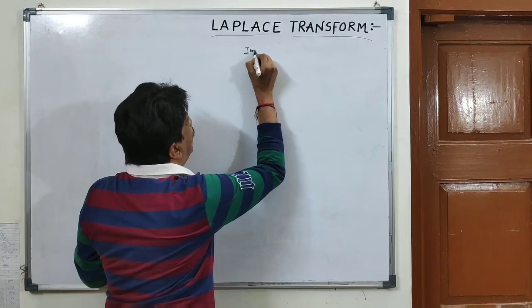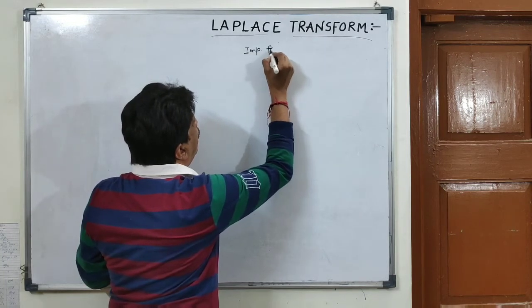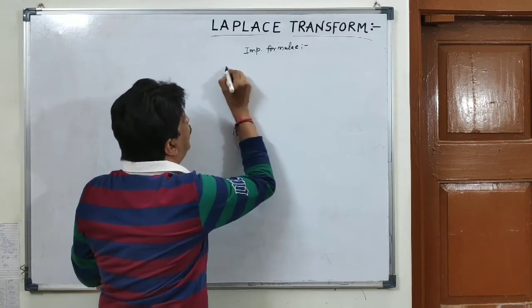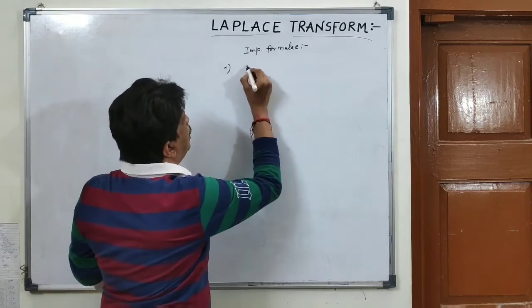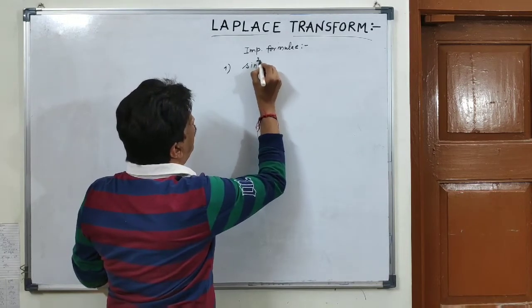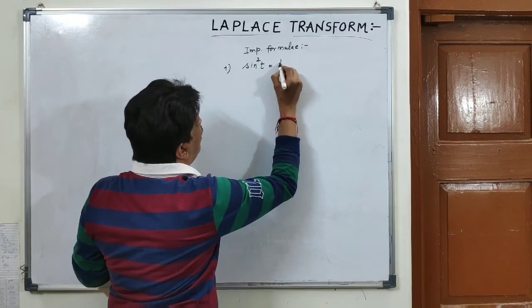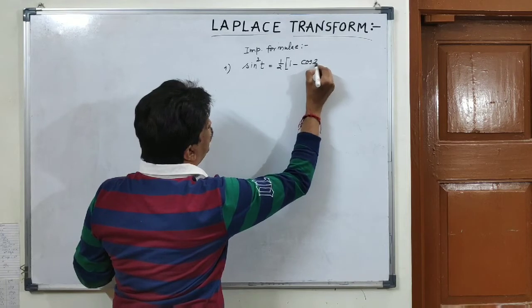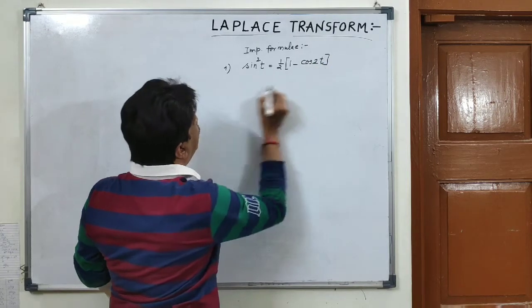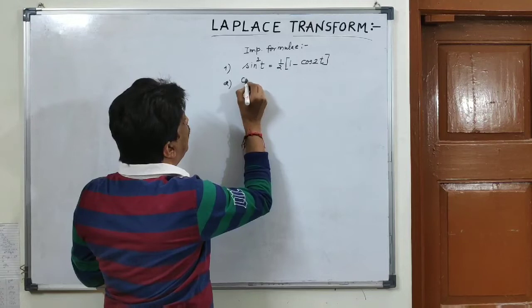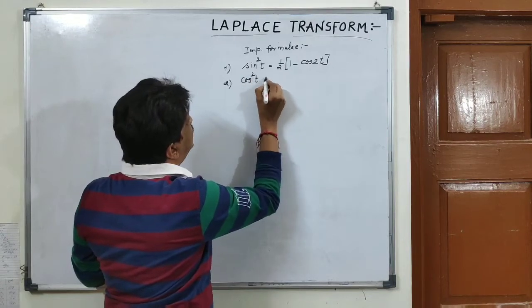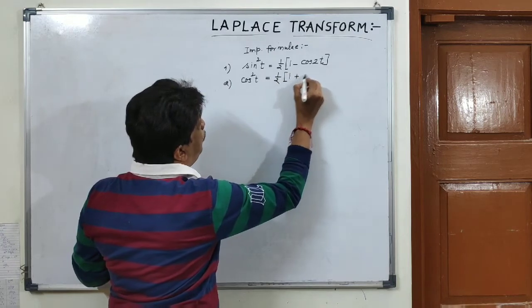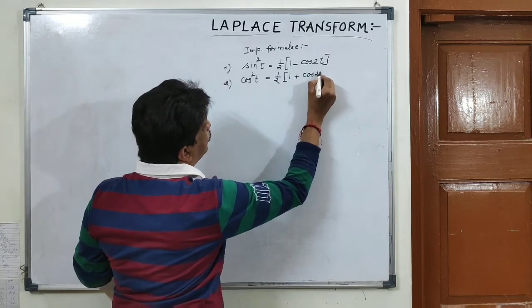Important formulae. Note this. You must know this. Number 1. Sine square of t is half of 1 minus cos of 2t. Second, cos square of t is half of 1 plus cos of 2t.